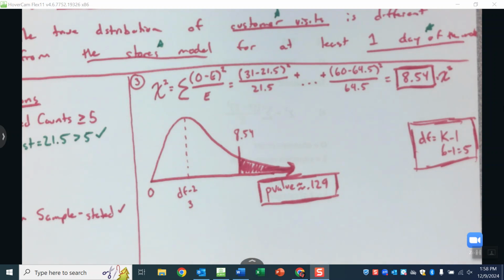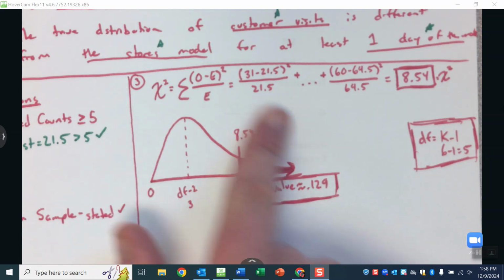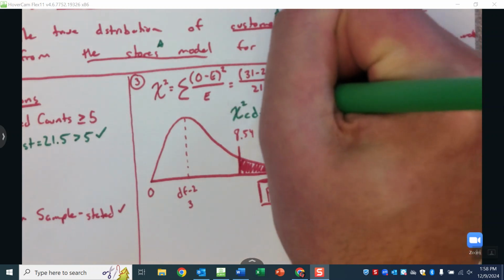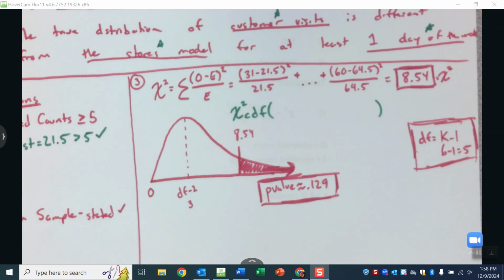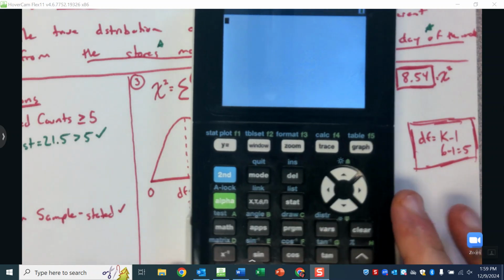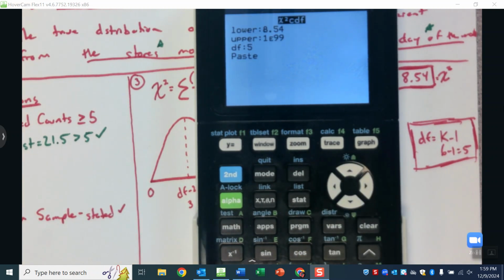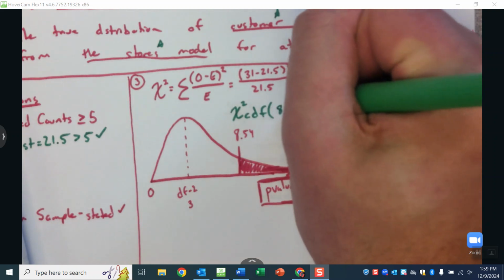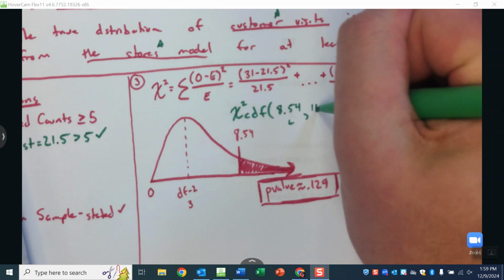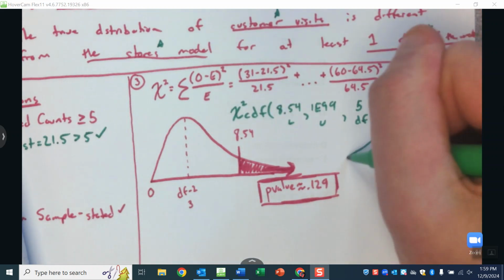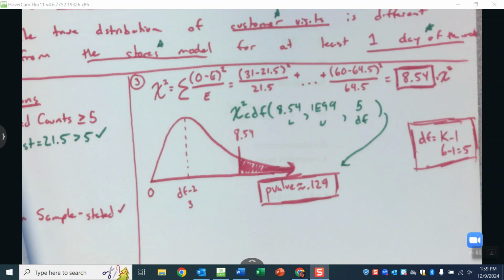Now, to find this shaded area, we're not going to use norm CDF because this is not a normal distribution, and we're not going to use TCDF because this isn't a t-distribution either. This is a chi-square distribution, so to find the shaded area, we're going to use a function that you guys haven't used yet, called chi-squared CDF. Chi-squared CDF is under distr, and I'll just tell you, you get in there, you could probably figure out how to do it. It's the same as all of our other ones. It's lower bound, upper bound, degrees of freedom. So here, my lower bound is 8.54. My upper bound is positive infinity. And my degrees of freedom is 5. And that work is how your calculator came up with the p-value of 0.129.